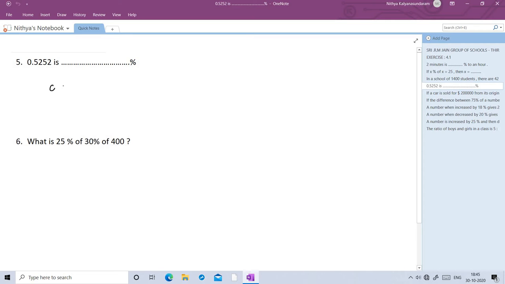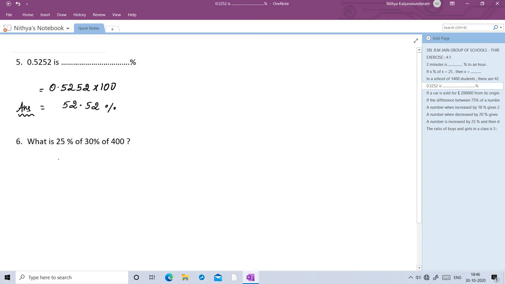So 0.5252 into 100. Once you are multiplying with 100, 2 decimal will go. So you will get 52.52%. If you want to express as a percentage, we need to multiply by 100. So 100 will multiply, then 2 decimal will go. So you will get the answer 52.52%.